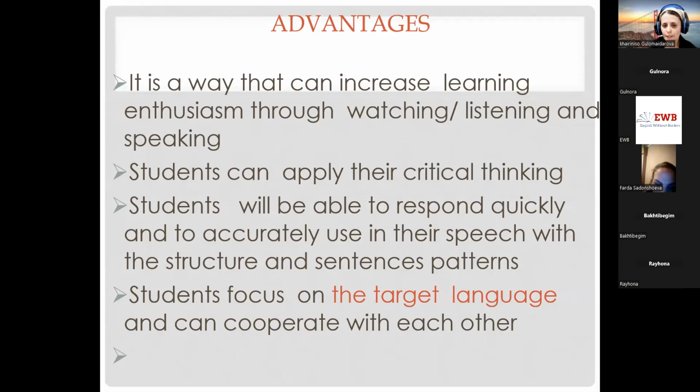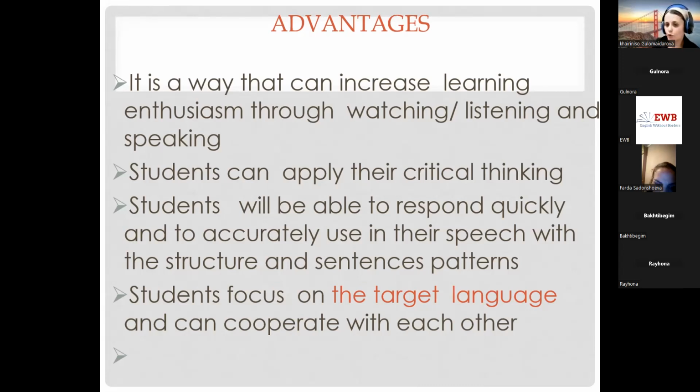Another advantage is that students can apply their critical thinking. Of course, when they look at the pictures, it makes them think a lot. When they look at the prompts, it gives them an idea. For example, the start is there and they can end it, even if they don't know the target language properly. Another thing is that students will be able to respond quickly and use the target language accurately in their speech with the structure and sentence patterns.